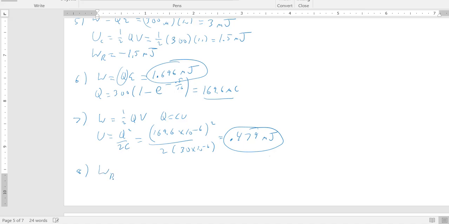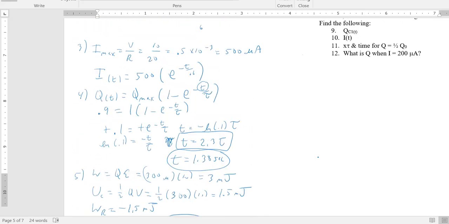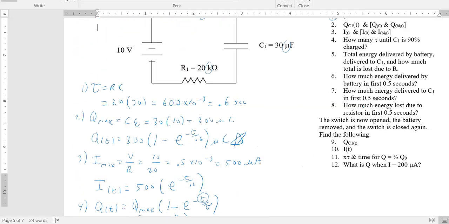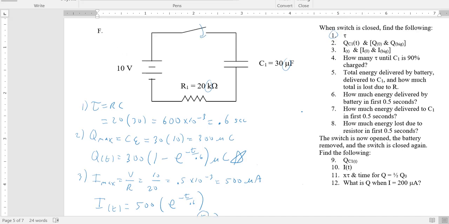So the work done by the resistor is going to be the energy stored in the capacitor minus the work done by the battery, and you get negative 1.217 millijoules. So the resistor dissipates that much energy as heat. Okay, so that's number 8.